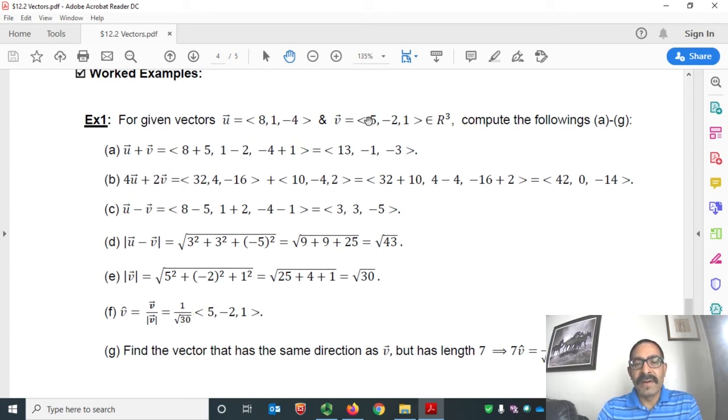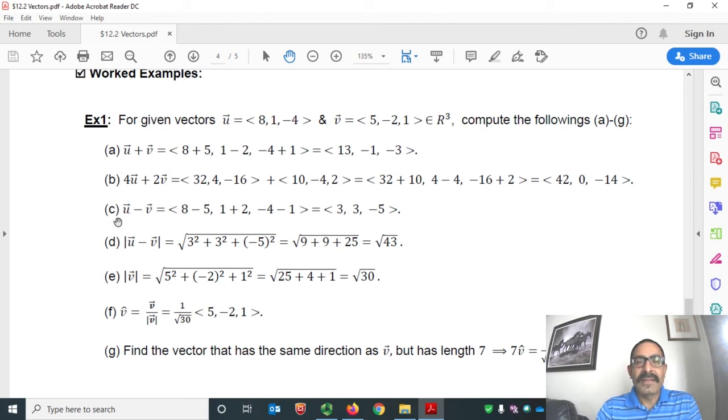So 2 times 5 is 10, 2 times minus 2 is minus 4, and 2 times 1 is 2. Then add these two vectors again component-wise, which gives me this vector whose components are 42 comma 0 comma negative 14. I hope you are following me so far. Now let's do part C.